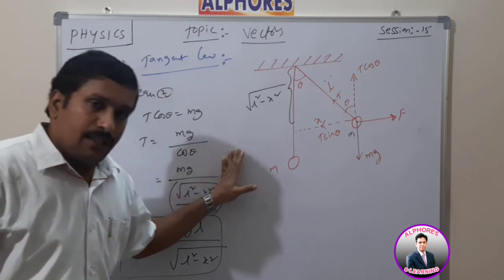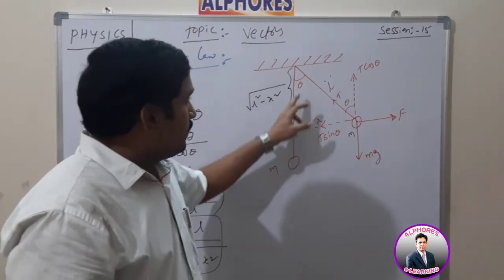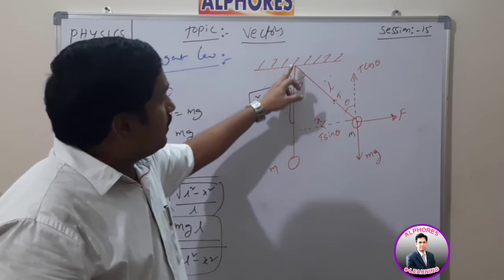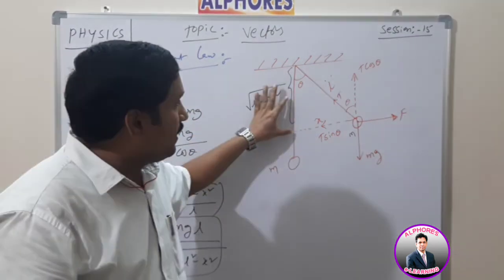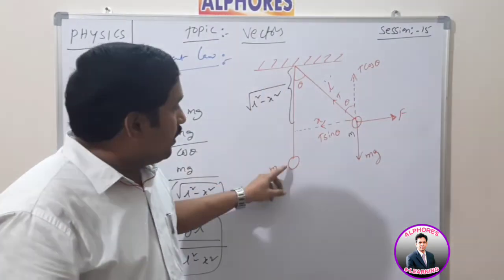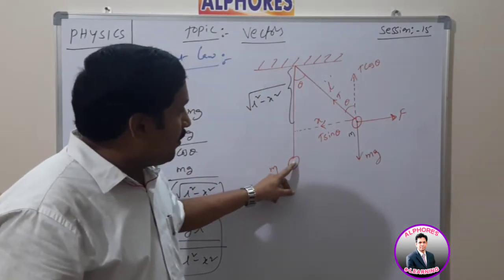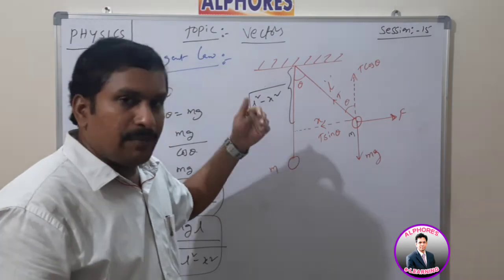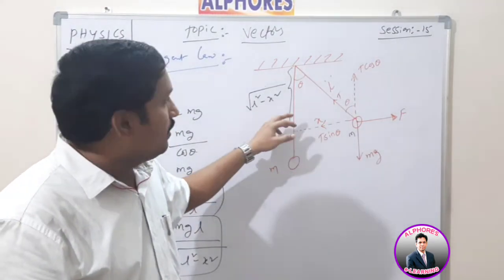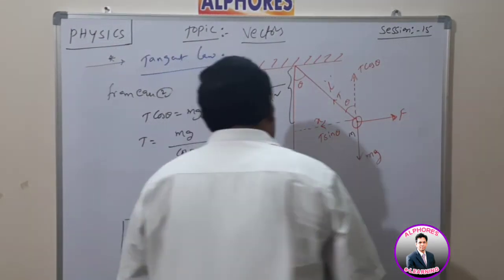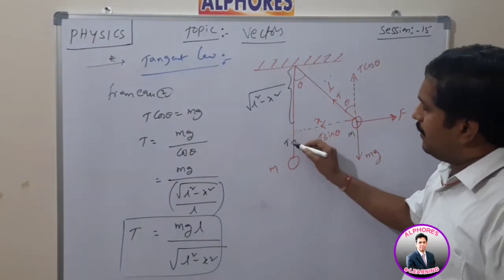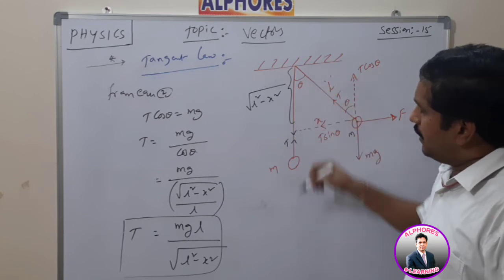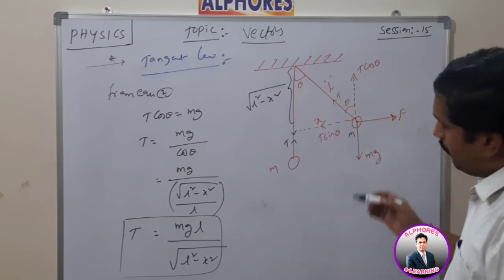That means initially, listen carefully, again I am explaining this concept. This is the body of mass m, which is suspended from the rigid support by using a light string. In order to suspend the weight of the body, that string will get some tension. The tension is acting upward on the bob and downward on the rigid support. Now listen carefully.